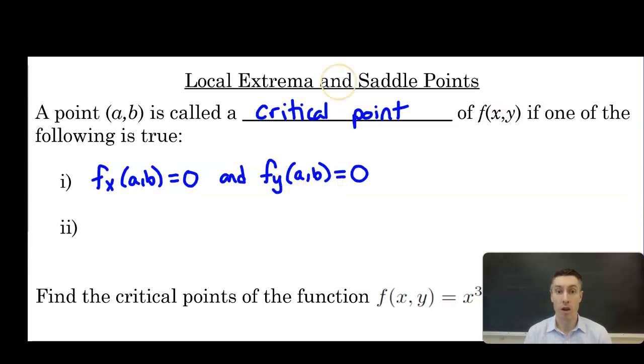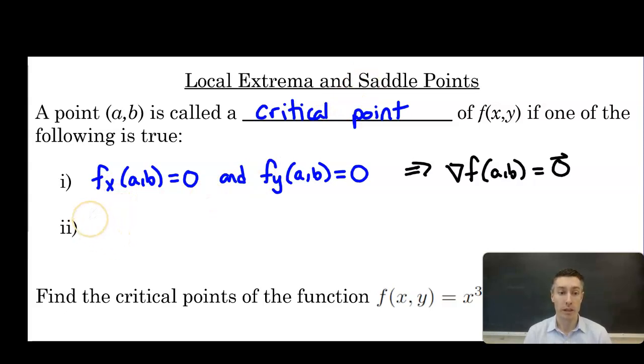We can express this a little bit more compactly using the gradient vector. So we could express this as the gradient of the function at the point (a, b) being equal to the 0 vector. They mean the same thing, just a bit more compact to use the gradient as opposed to the first order partials. But essentially we come to the same conclusion.